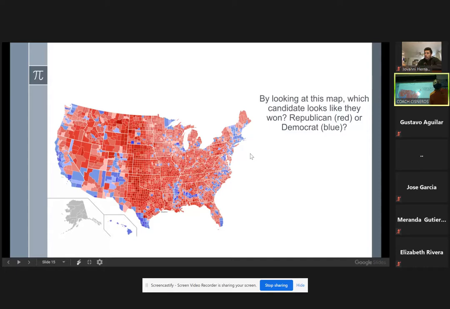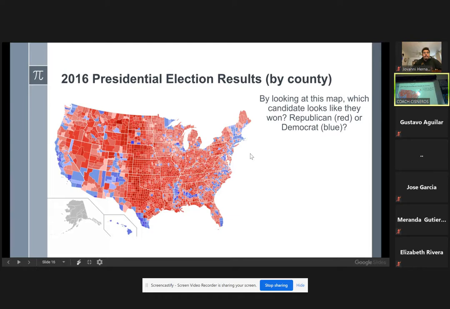So how many of you think the Republicans won this election by a popular vote? How many of you think the Democrats won this election by a popular vote? Anybody know what election this one is? This is the 2016 presidential election. Okay. So, as you guys know, Republicans won the Electoral College, which is a different story. You can talk about that in your government class.